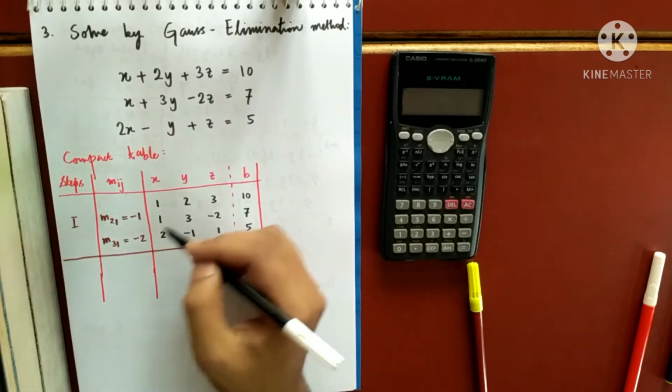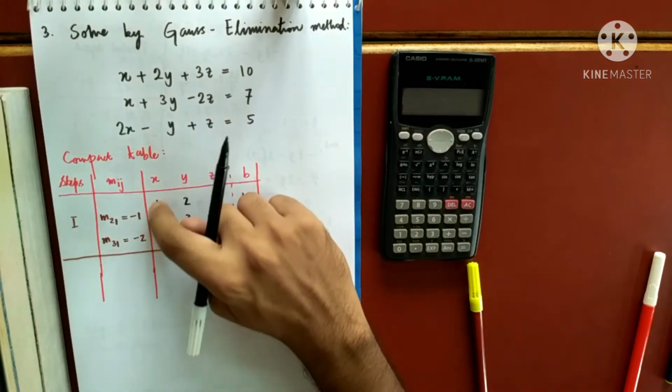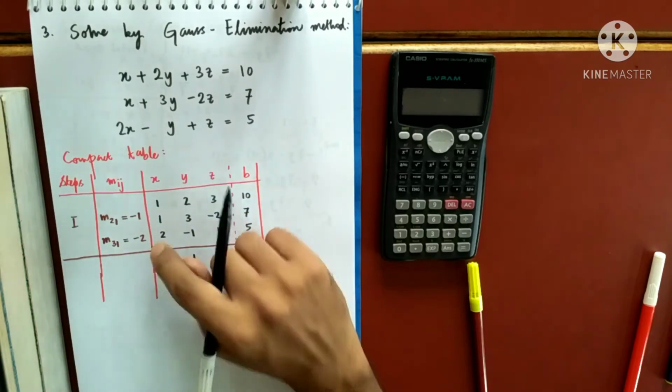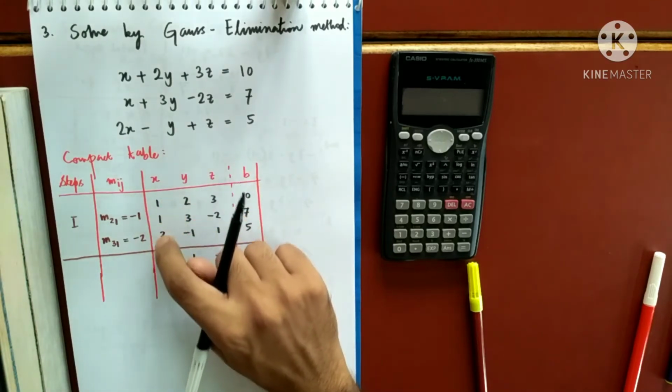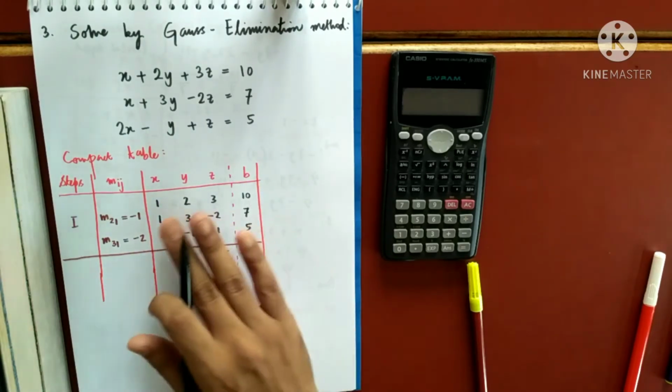Next, the same thing: multiply this to the first equation and add to the third equation. So this will become minus 2. Minus 2 plus 2 is nothing but 0. No need to write.